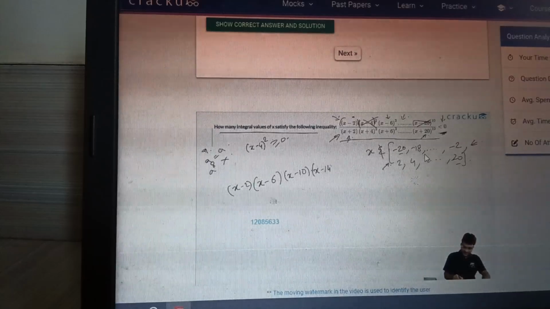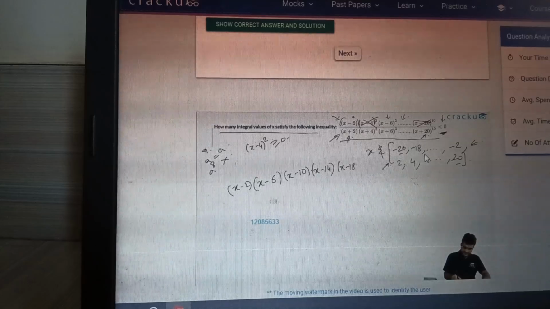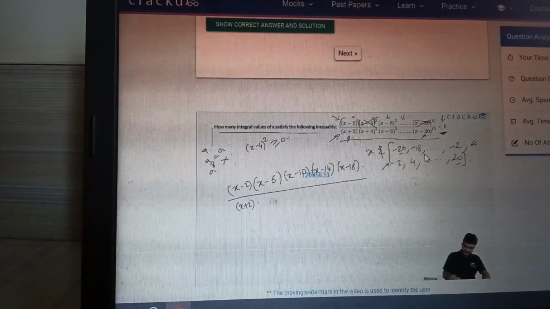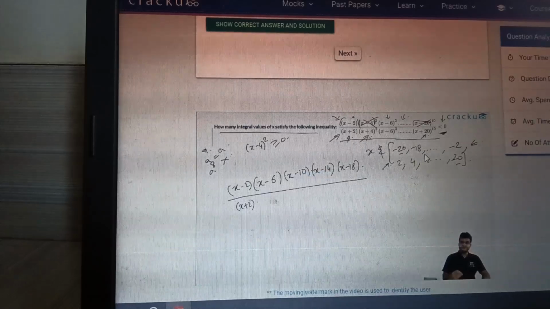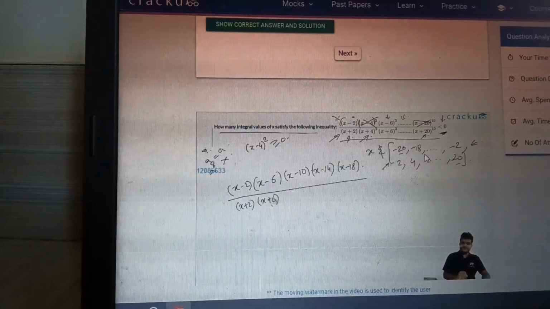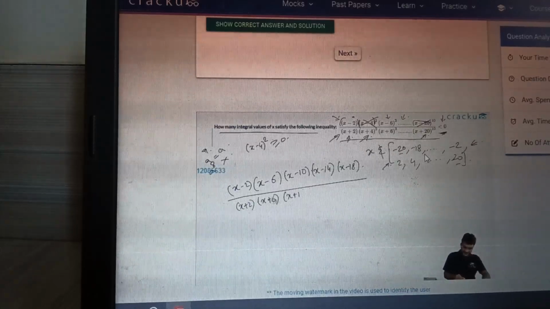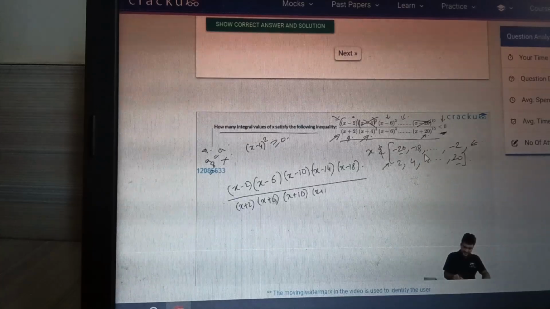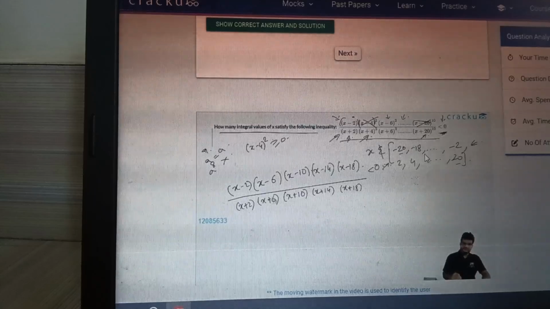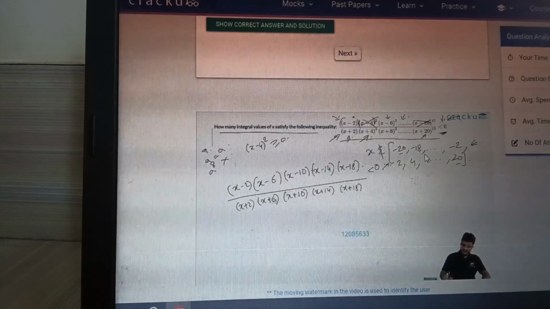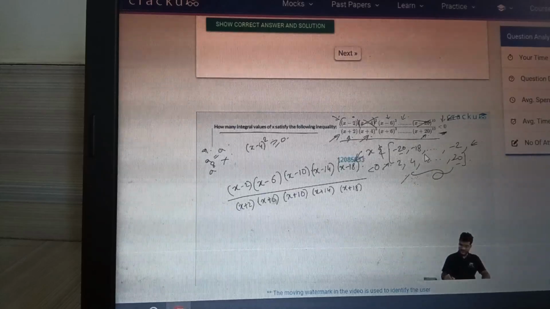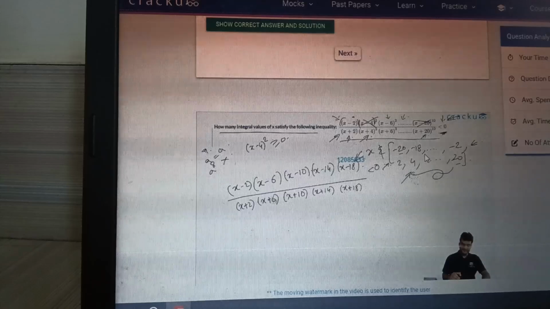Similarly, x minus 14 and x minus 18, divided by, again x plus 2 will be there, but (x plus 4)^2 will not be there because it is always positive. And (x plus 6)^3 will be reduced to x plus 6, and x plus 10, x plus 14 and x plus 18. This has to be less than or equal to 0. So whenever the given inequality holds true, this inequality holds true, and vice versa, as long as x doesn't belong to any of the numbers that we have eliminated.